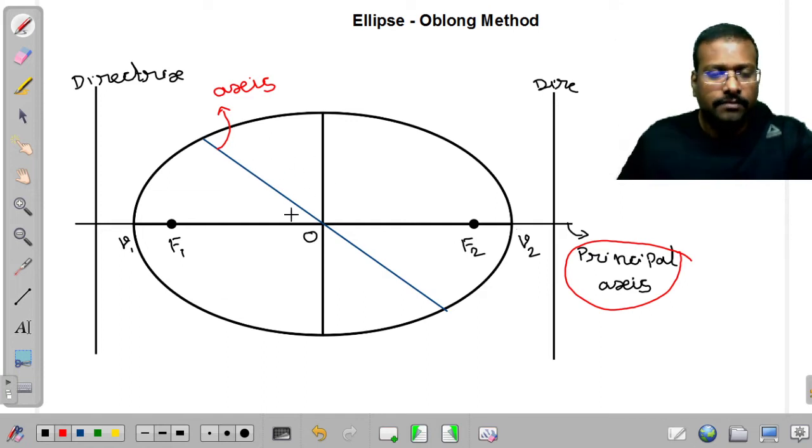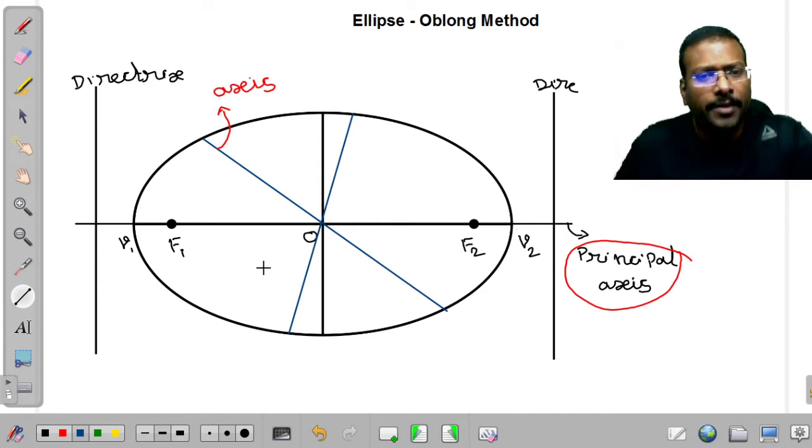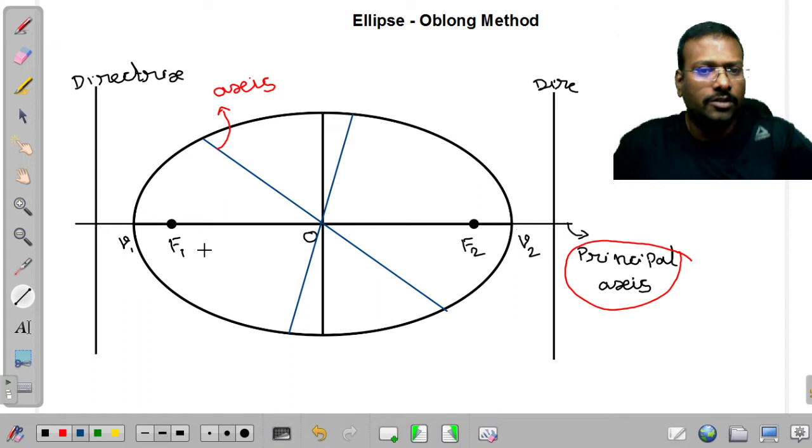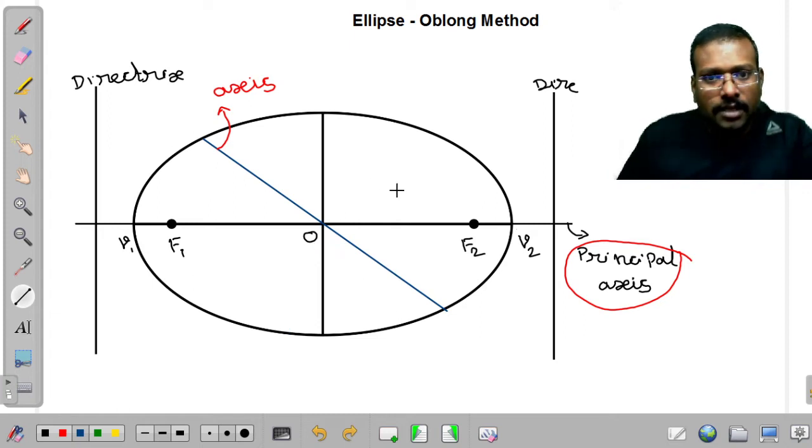So the chords which are passing through the center, this is also another axis. So many axes are there like this. How many axes? There will be an infinite number of axes for the ellipse. Axis is nothing but the line about which the curve is symmetrical. If I draw a line here, this portion will be symmetrical about this. These two are symmetrical with reference to this axis.